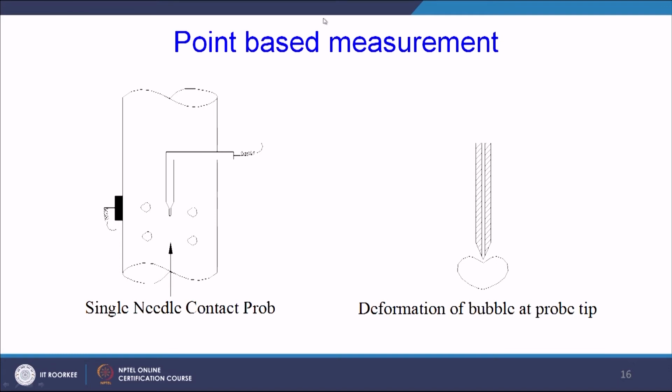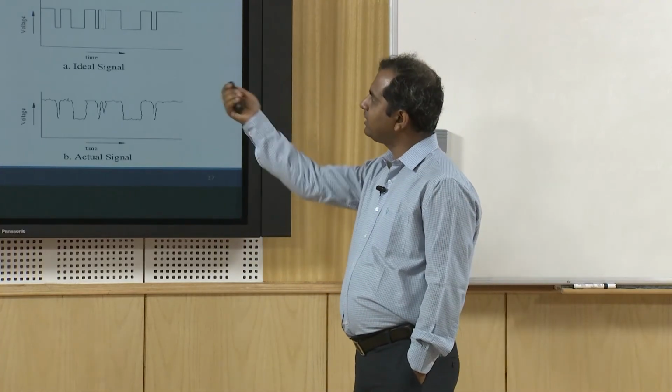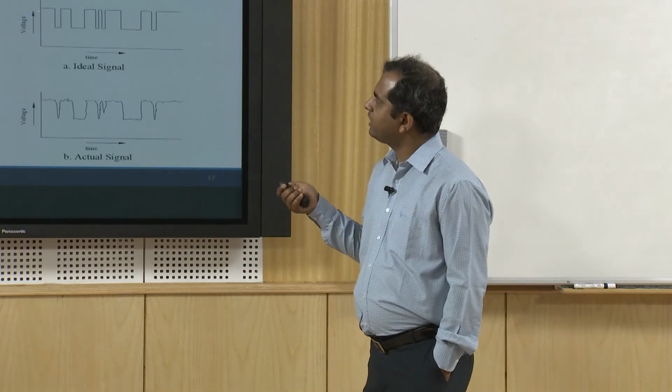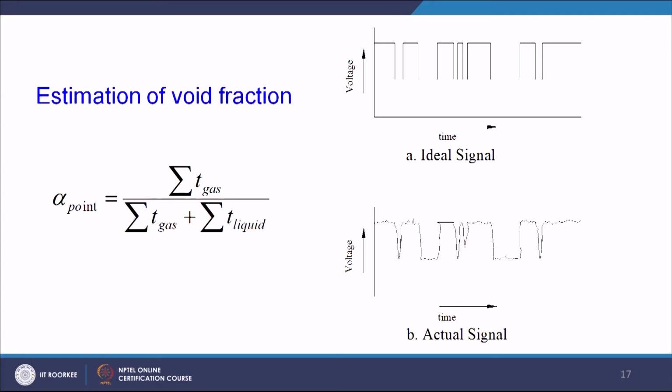Let us say the bubble, whenever it is moving up, may be spherical or some spheroidal kind of thing, and whenever it comes in contact with the probe, it can deform in this fashion. So, those errors will come into the picture in this type of case. Now, here I have shown you a typical signal. If you see over here, the high voltage we have obtained is for liquid contact, and the low voltage is for gas contact.